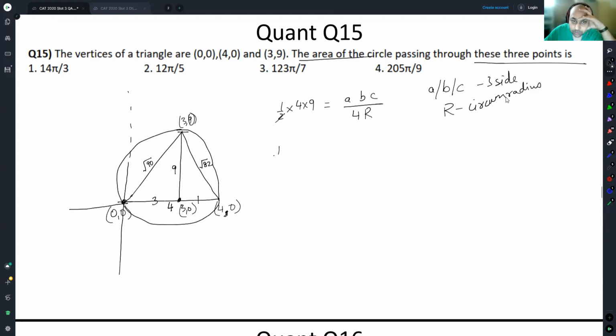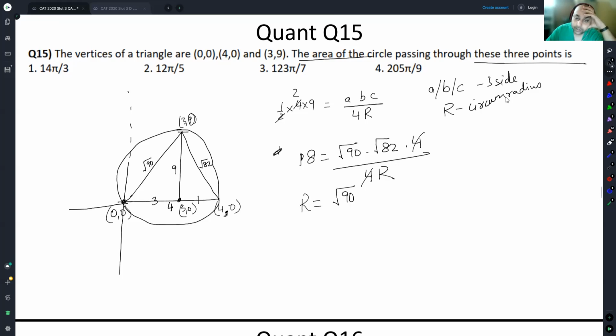So half into 4 into 9, that is 18, is equal to root 90 into root 82 into 4 by 4R. 4 and 4 cancelled. R turns out to be root 90 into root 82 by 18. But this is just the circumradius. We have been asked the area of the circumcircle. So area would be pi R square.